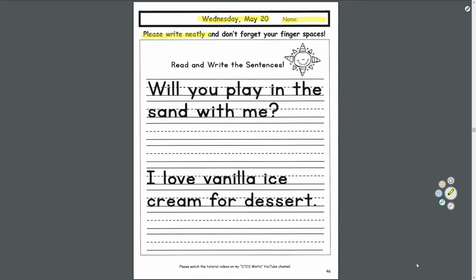Please write neatly and don't forget your finger spaces. Read and write the sentences. Start with the first one. Will you play in the sand with me?